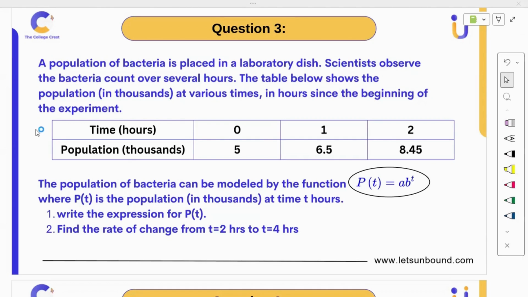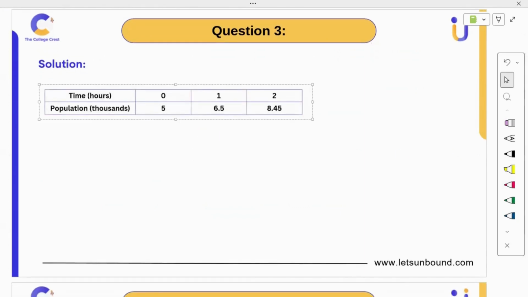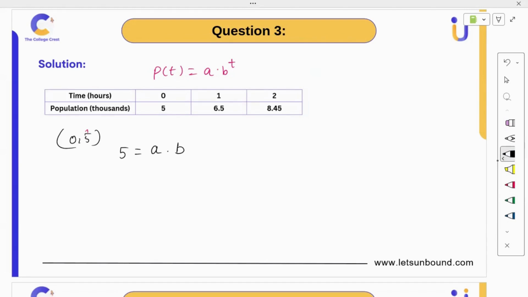So using the table of values, how can you write an exponential relation or an equation? Okay. So the initial value at 0 is always your a in a into b power exponent. So now my function is P of t equal to a into b power t. You can plug in 0, 5 in your function. So 5 equals a, b power 0 is 1, so you get a equal to 5. So now your function transforms to 5 into b power t. If you find b, the function will be complete.